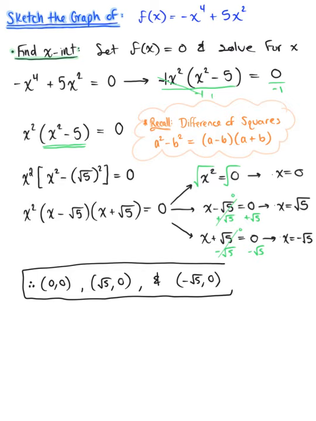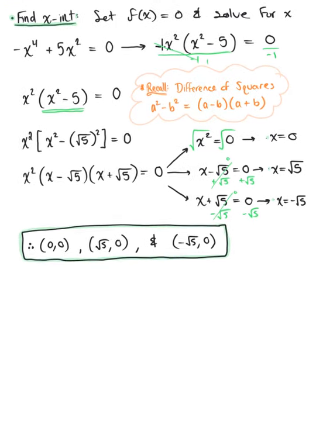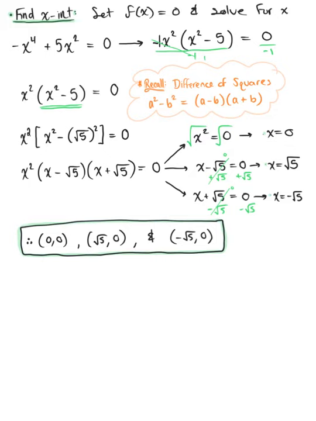So now that we have these 3 real zeros, we want to consider the multiplicity of each factor associated with them. So this is why it's so important to consider that fully factored version of the polynomial. So we have 3 factors to consider here.